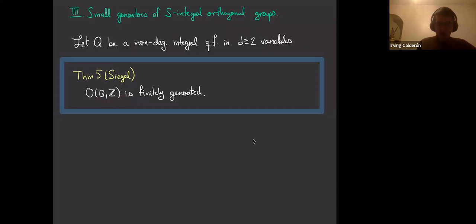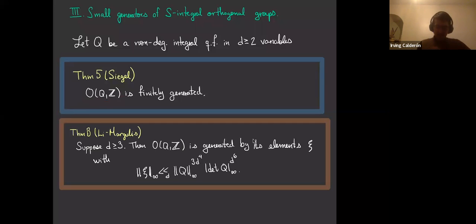So Lee and Margulis obtain a quantitative refinement of this theorem of Siegel. So they show theorem B. Again, we restrict the attention to quadratic forms in at least 3 variables. So to generate the integral orthogonal group, we just need its elements xi whose norm is less than norm of Q to the 3d/4 times the determinant of Q to the d/6.